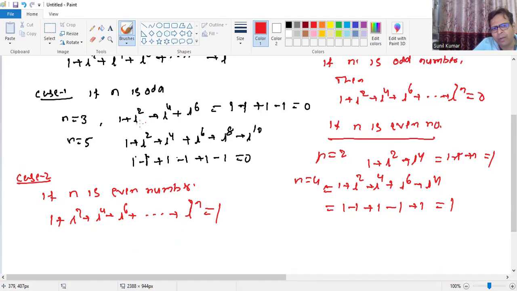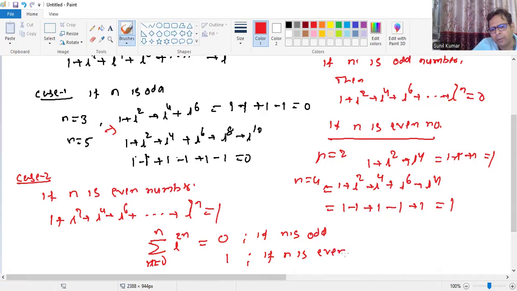In short form you can also write this as the summation of i power 2n, n equal to 0 to n. If n is 0, you get 1, and so on. This value becomes 0 if n is odd, and 1 if n is an even number. So this is the final answer.